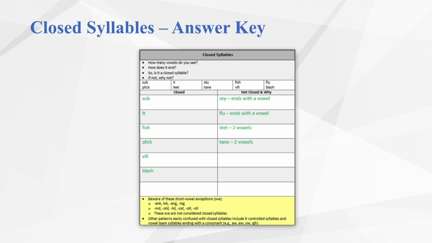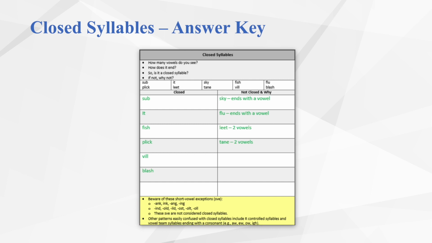Now, looking first at the syllables in the closed column, you should have S-U-B, I-T, F-I-S-H, P-L-I-C-K, V-I-L-L, and B-L-A-S-H. Let's practice pronouncing these words. We would read sub, it, fish, plick, vil, and blash.